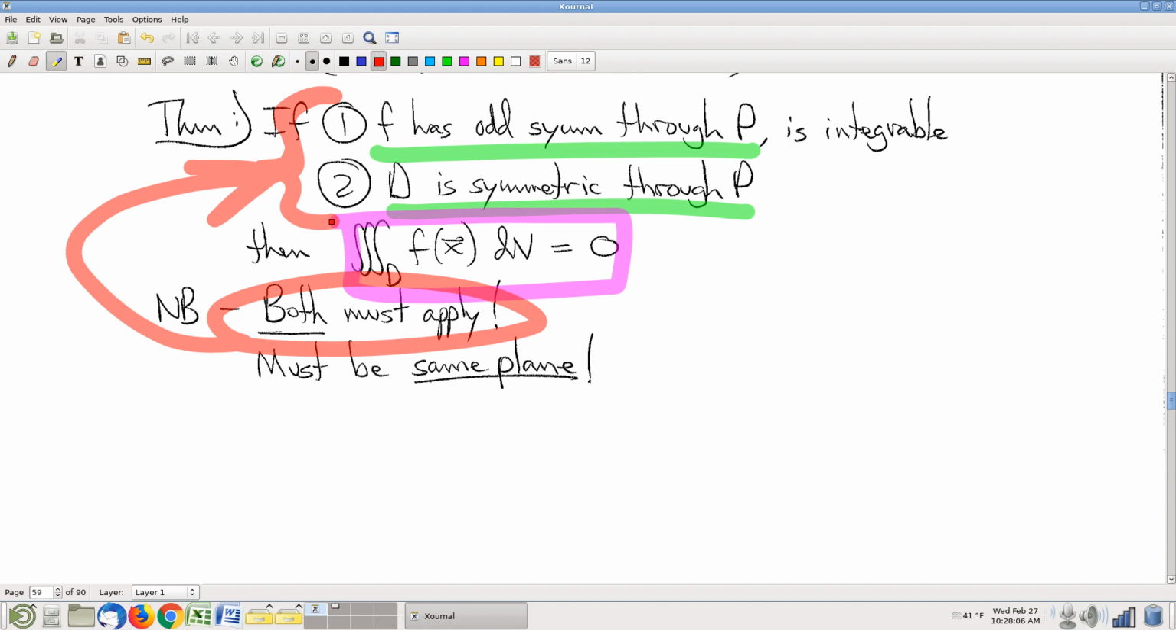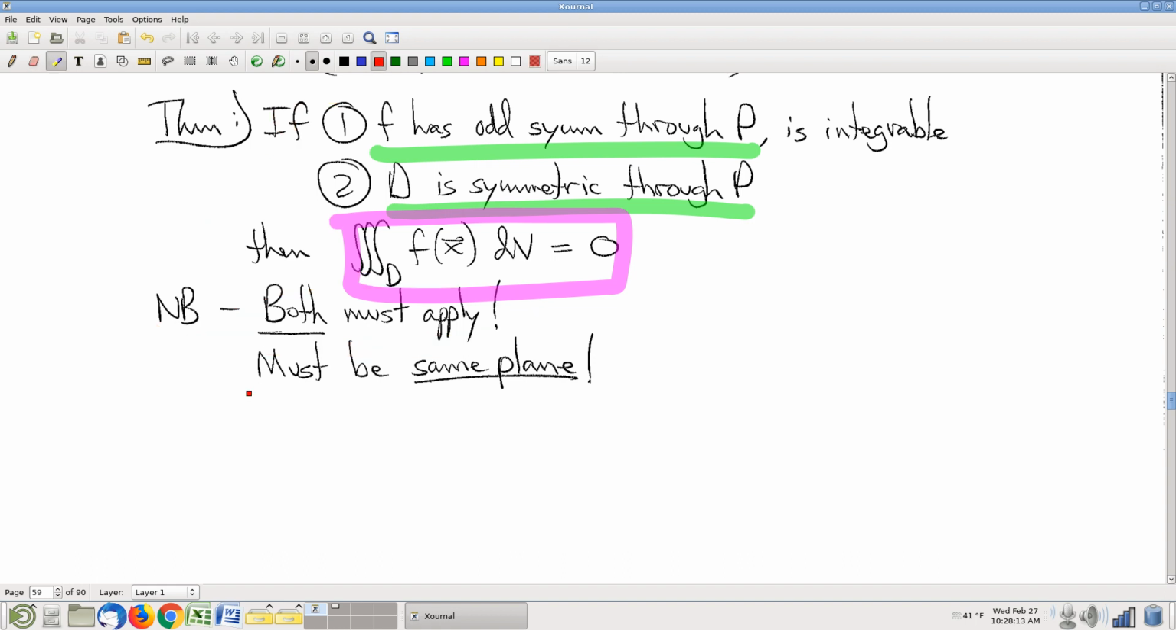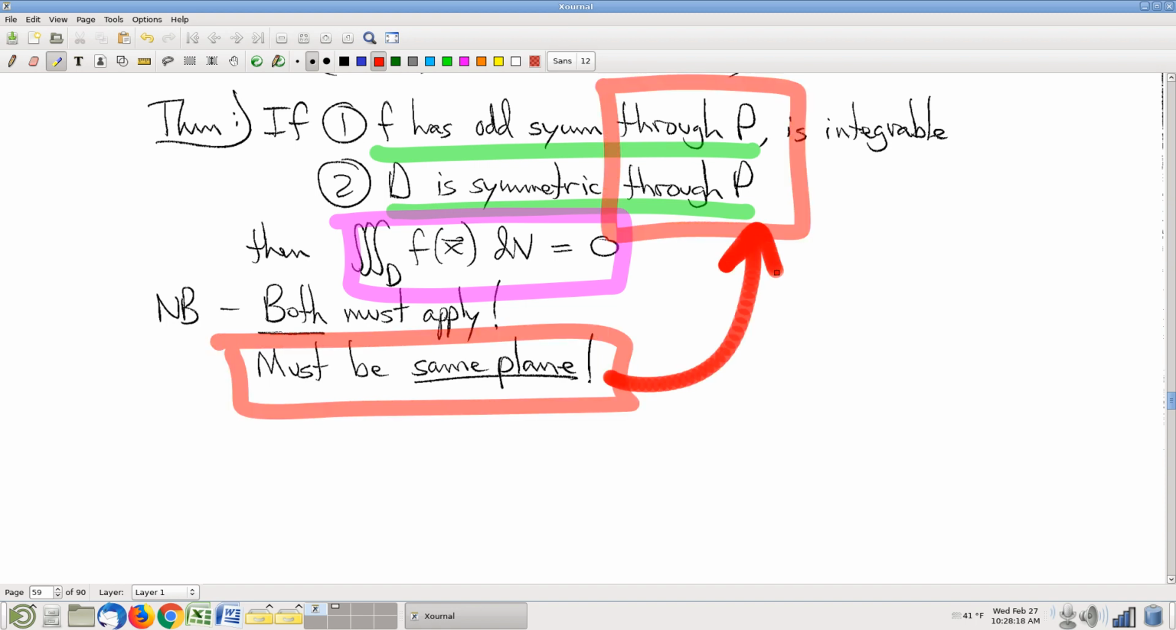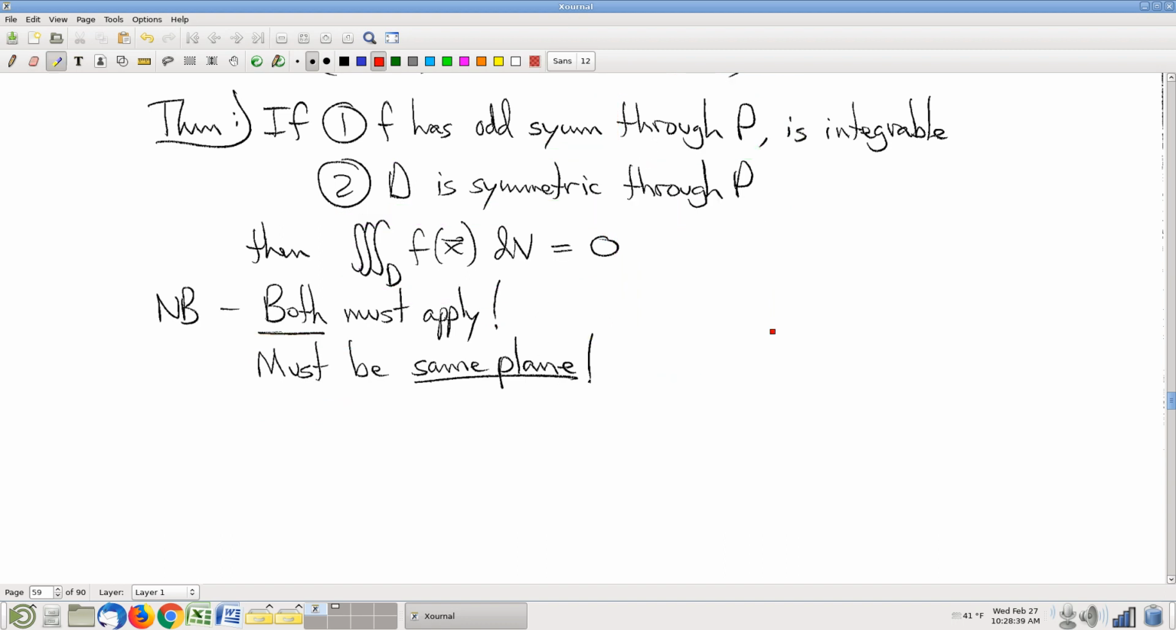And vice versa. Just because your domain is symmetric is not good enough. You've got to make sure that the function has the appropriate odd symmetry. Likewise, it's got to be the same plane. It's not good enough for the domain to be symmetric through one plane but the function to have odd symmetry through a different plane. That goes nowhere. Right? The argument does not work. The theorem does not apply. And such an argument on an exam is not a valid argument. There is no validity to the argument. So be ultra careful about that as well.